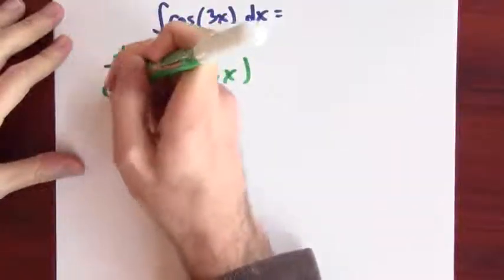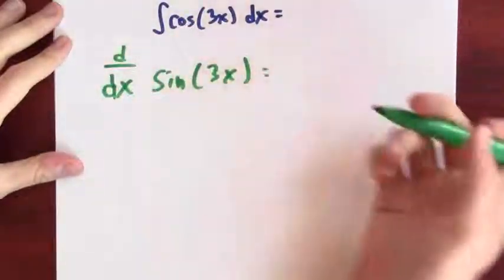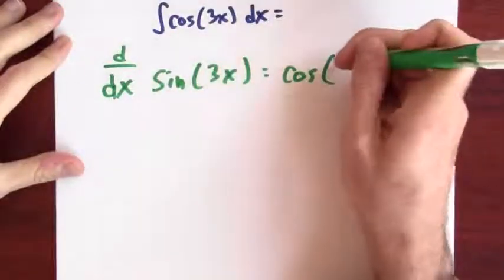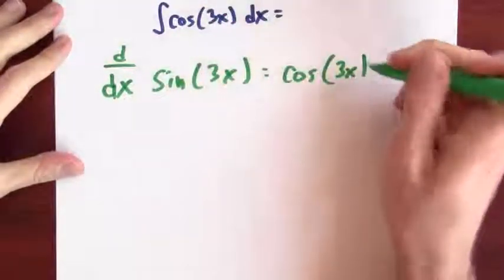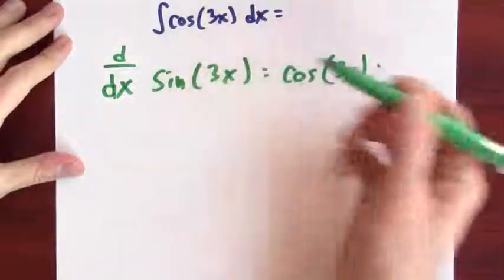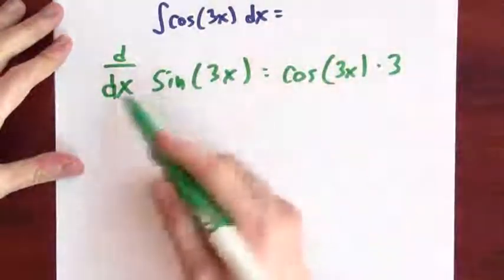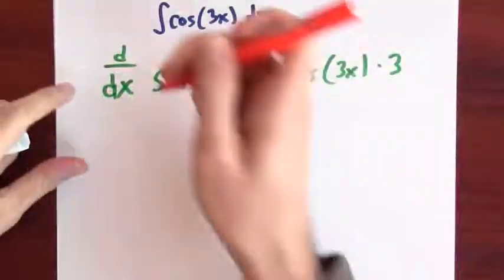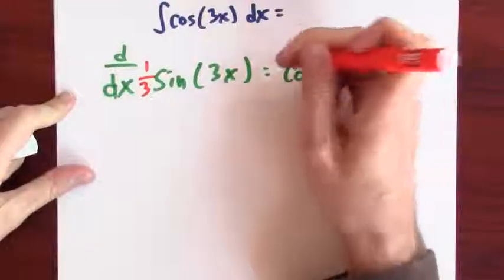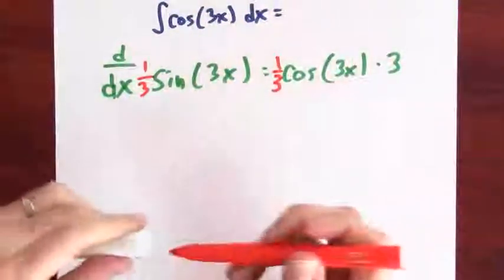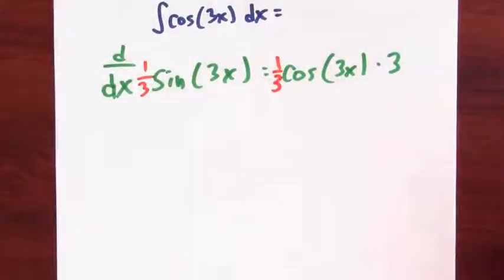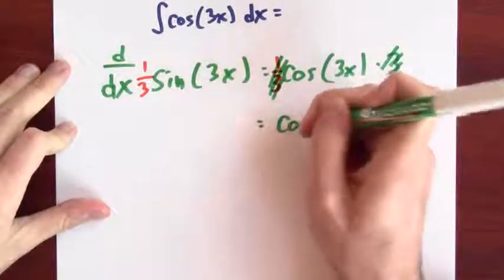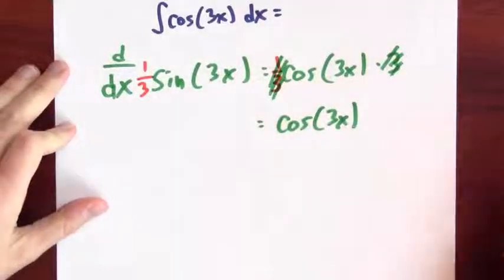But if I differentiate sine of 3x using the chain rule, I get the derivative of the outside function, that's looking good, at the inside function, that's looking good too, but times the derivative of the inside function, which is 3. So that's no good. But I can fix that pretty easily, right? If I just include a 1/3 here, that rigs up everything perfectly, right? Because then the 1/3 here and the 3 cancel, and I'm left with cosine of 3x.